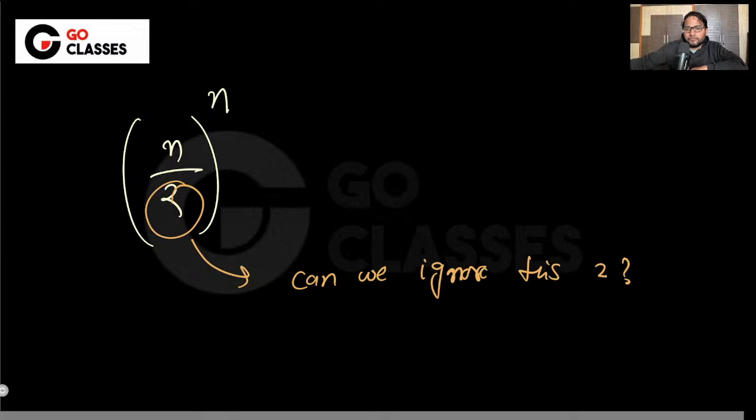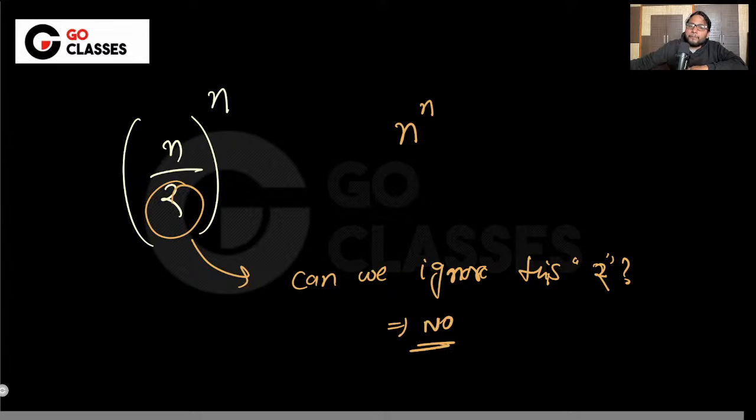Okay, so for example I ask you this: can we ignore this too? What do you think? The answer is no. Why? Because currently I am not able to write it separately as a function. If I ignore this, then it is a major blunder. Because you are not ignoring 2, you are ignoring 2 power n, a function, which you can't do.